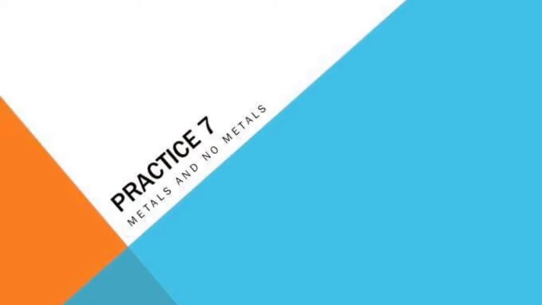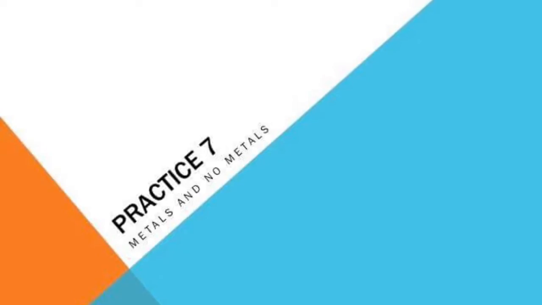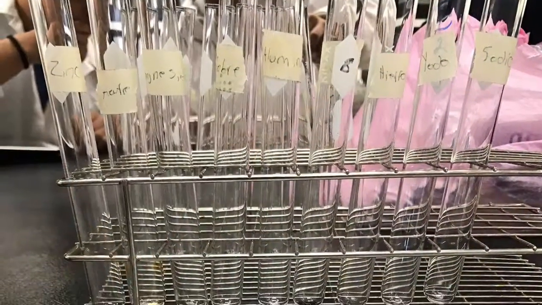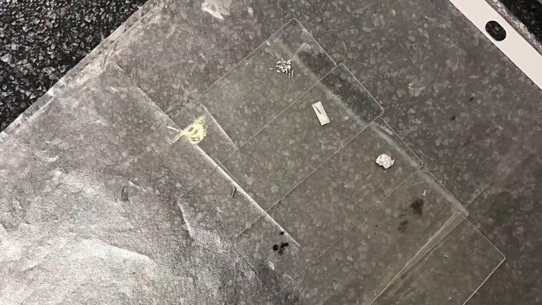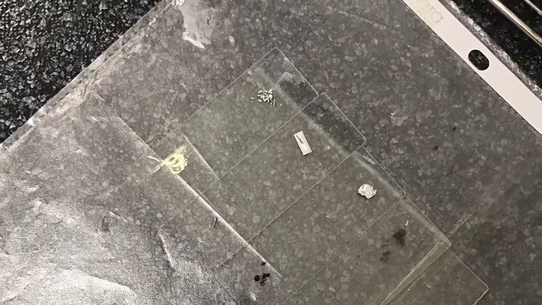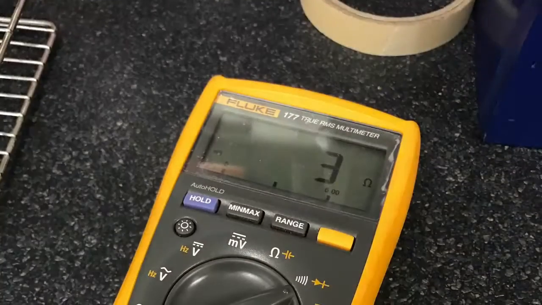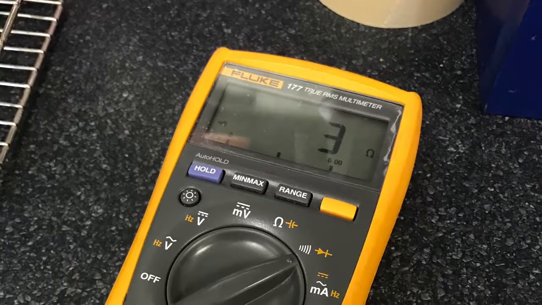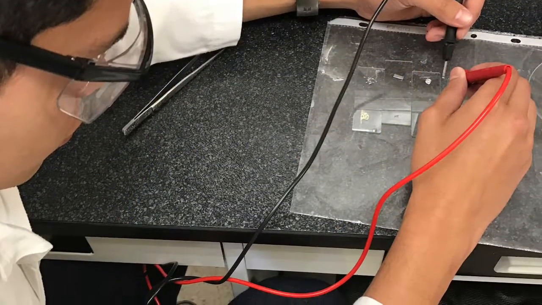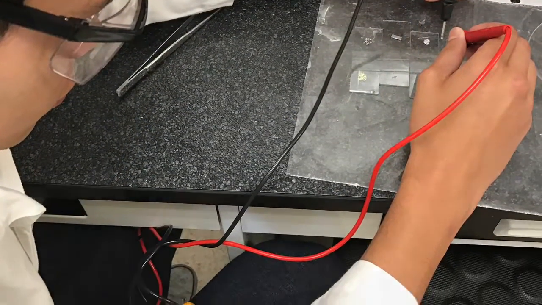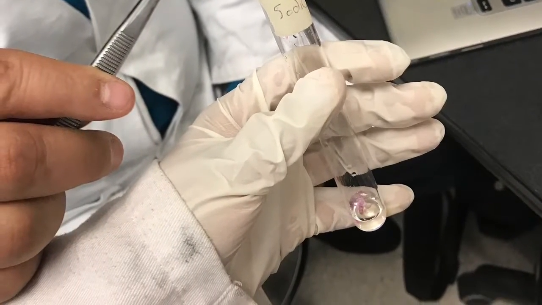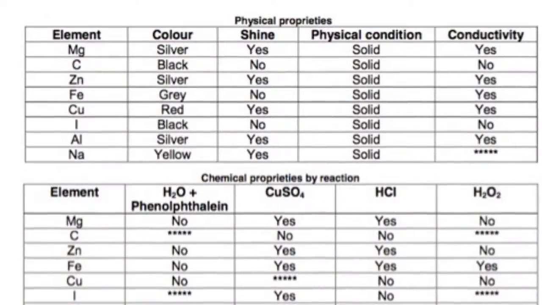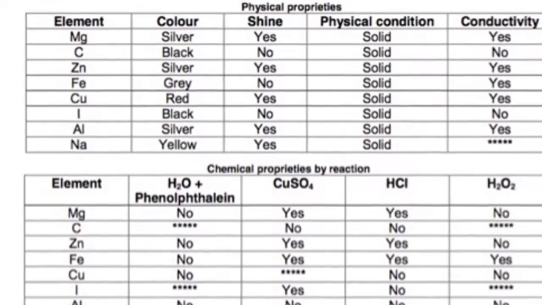This practice was one of the most important of the course. We could learn methods of determining whether an element is a metal or not from observation and how it reacts. We studied physical properties and chemical properties. With the physical properties, we check color, shine, physical condition, and conductivity for each substance. From our results, we could make a chart where we write all our results of the practice.